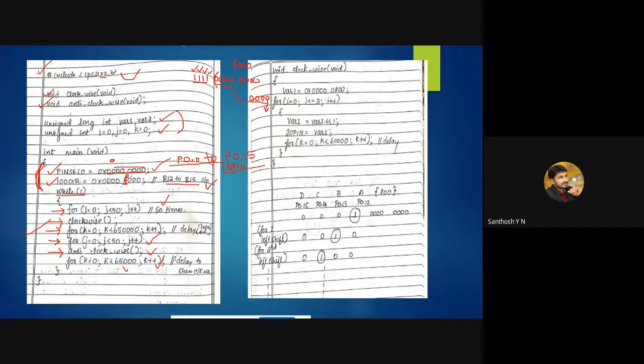Next, we will try to understand the logic of the program now for the clockwise function. We are again writing void here because we are not passing any parameters and we are not taking any return values. So that's why we are writing void. And we are using the variable var1 here. And what is there in var?